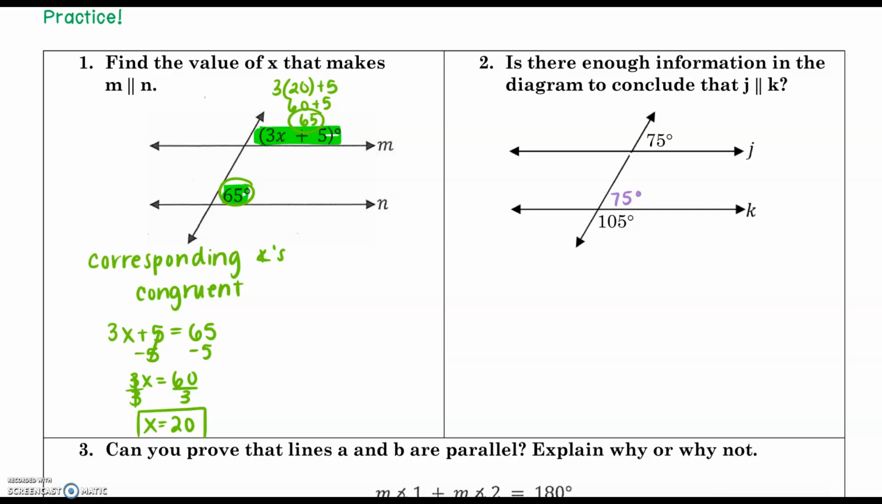So if I look at now the two 75 degree angles, again, I know these angles are corresponding, and corresponding angles must be congruent in order for our lines to be parallel. In this case, these corresponding angles are congruent, so we know our lines are parallel. And the reason for this would be the corresponding angles converse.